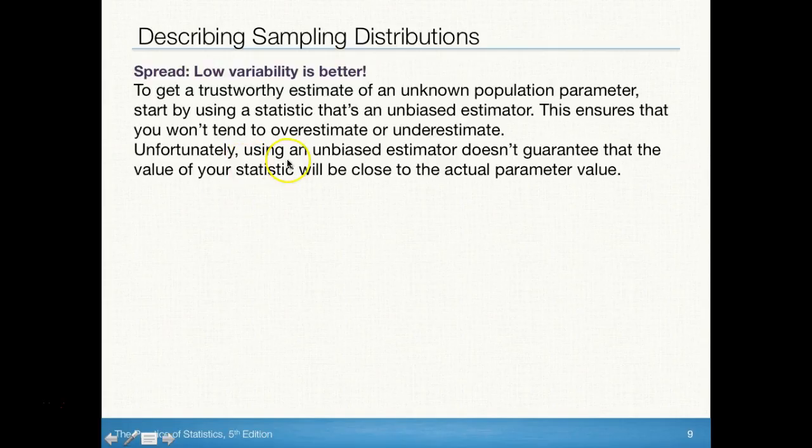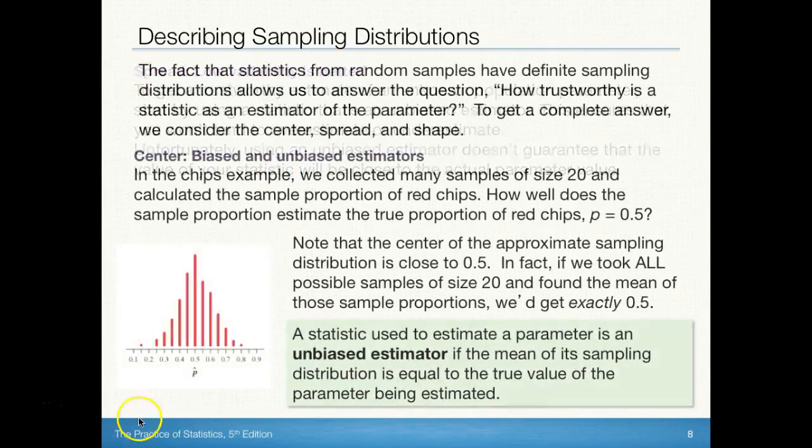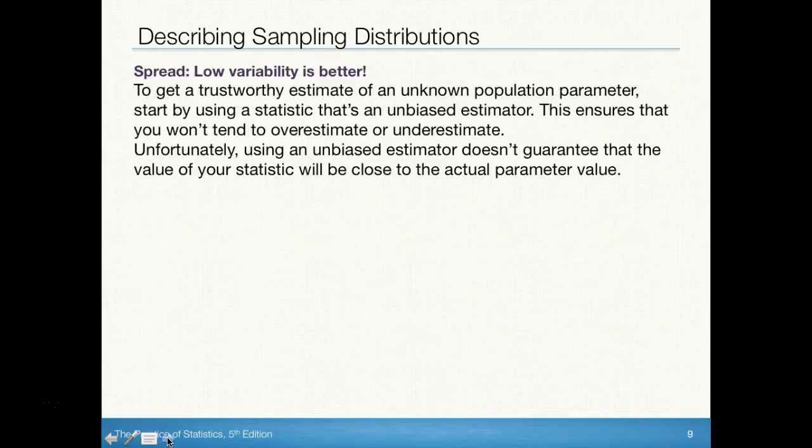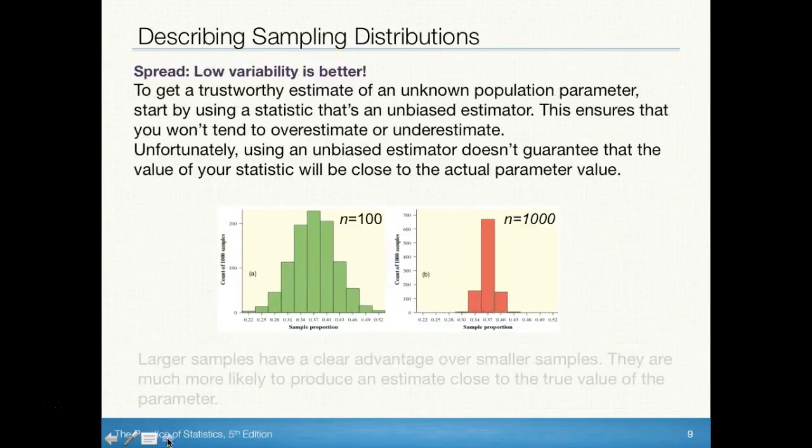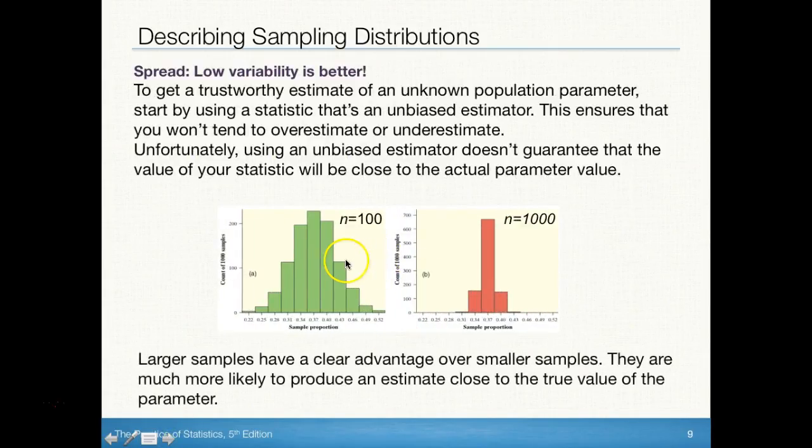So notice that using an unbiased estimator doesn't guarantee that the value of the statistic will be close to the actual parameter value. Here, notice we could be way off. 80%, 75% red, which is nowhere near the true population proportion of 50%. So we want to take a larger sample size.